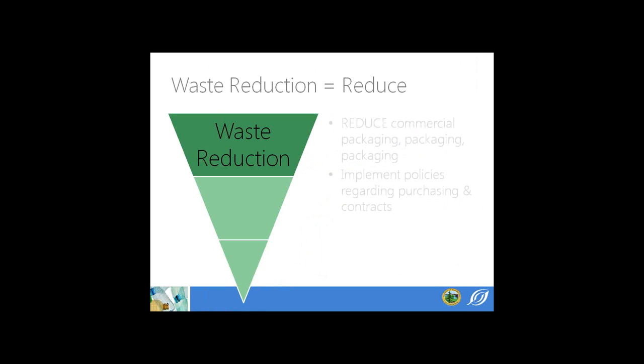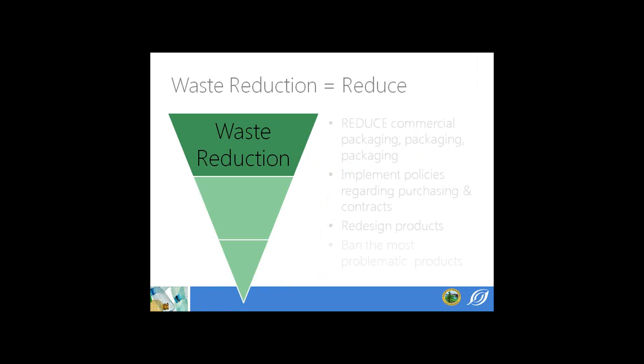We can implement policies regarding purchasing and contracts that will reduce waste. We can also redesign products, and this is a huge thing. A lot of waste comes just from inefficient design of products, also inefficient packaging used for marketing purposes, and not necessarily to enhance the products themselves, so that the packaging gets thrown away right after we've purchased a product. So really looking at redesign of products and redesign of packaging is a huge emphasis right now in ways that we can reduce waste.